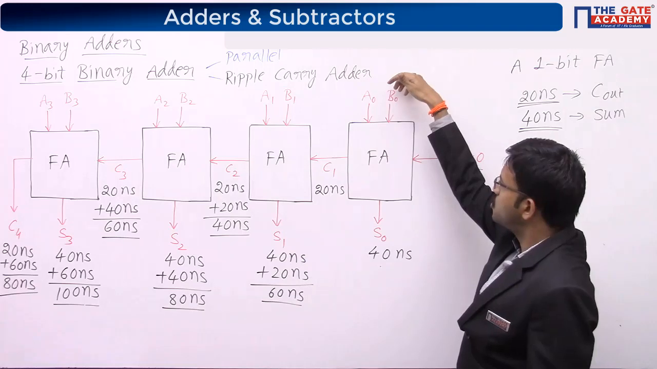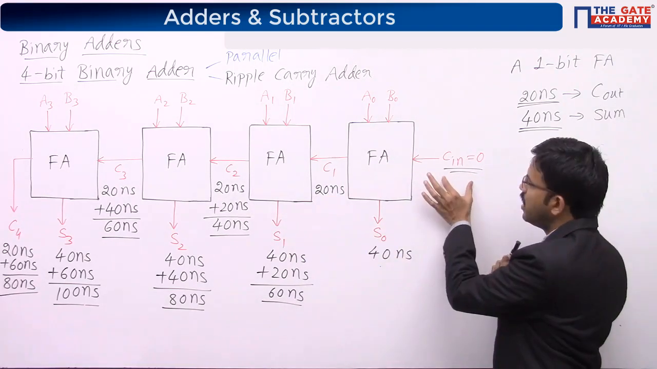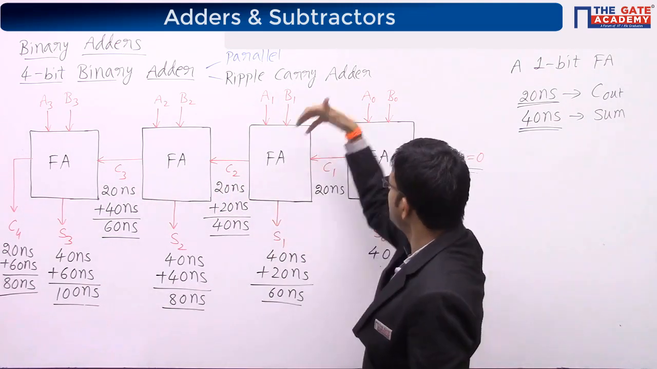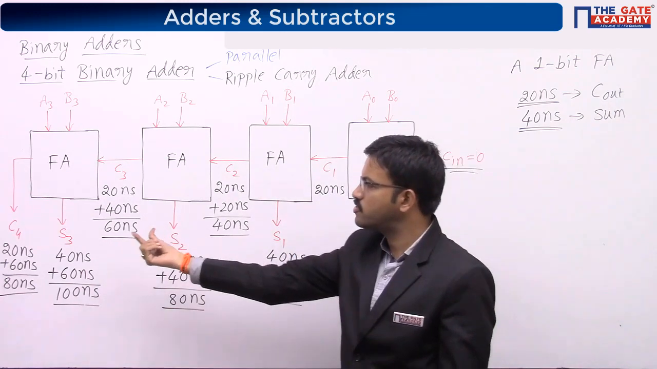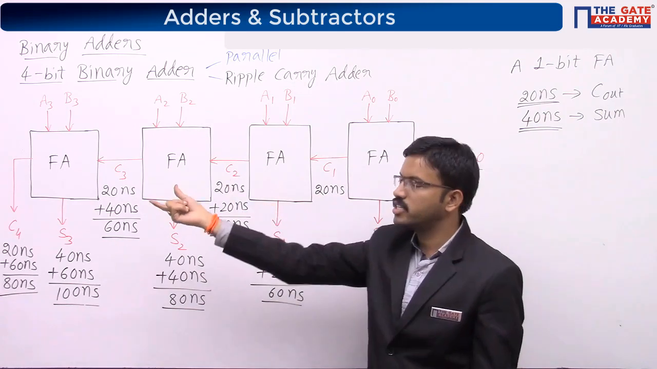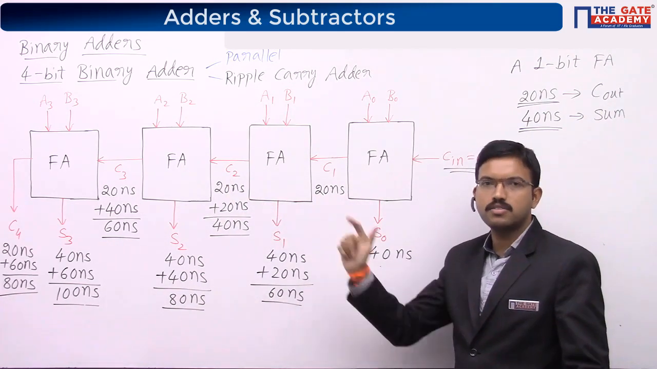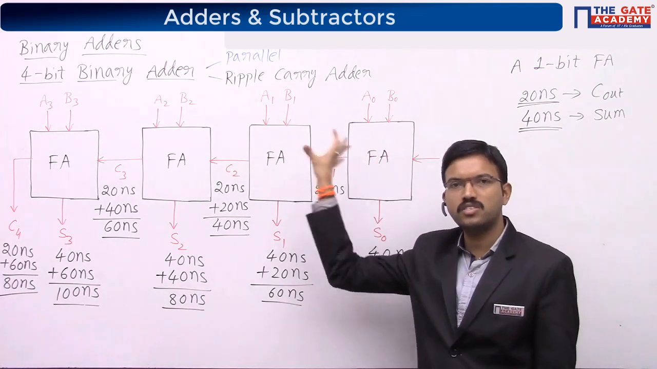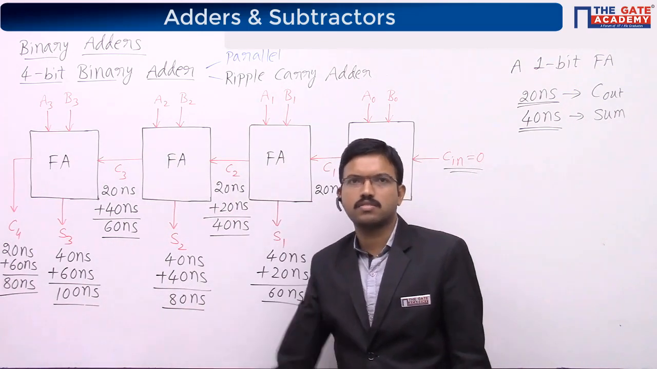So here, best case means there is no carry propagation. That means Cin value is 0, C1 value is 0, C2 value is 0, C3 value is 0. The moment you give the A, B inputs, for producing the sum bit each full adder requires 40 nanoseconds only. Similarly for producing carry, 20 nanoseconds only. So among these two, whichever is the larger, that will be the answer. Best case means there is no carry propagation through any stage. Worst case means carry propagation takes place through all the stages.